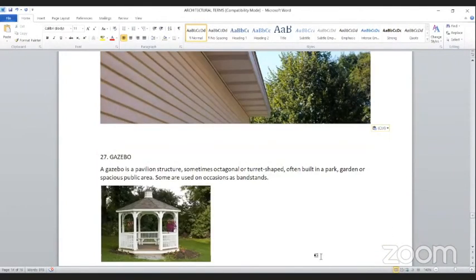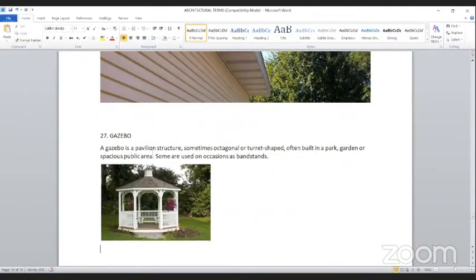Next, gazebo. A gazebo is a pavilion structure, meaning a freestanding structure, sometimes octagonal or turret shaped. What is this shape? Octagon. Yeah, octagonal shape. Often built in parks or gardens or spacious public areas. Some are used on occasion as a bandstand. You might have seen these in parks, many of you.